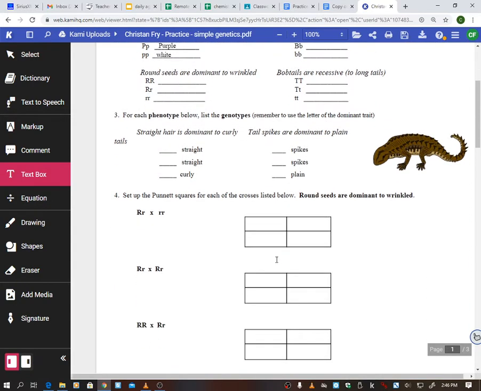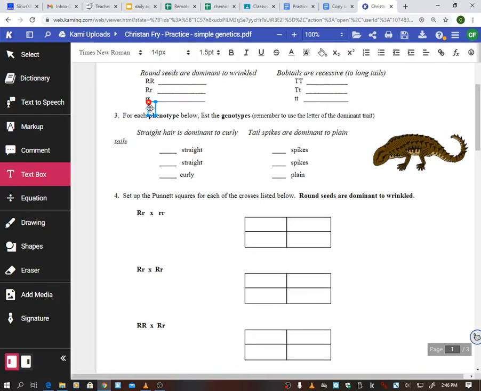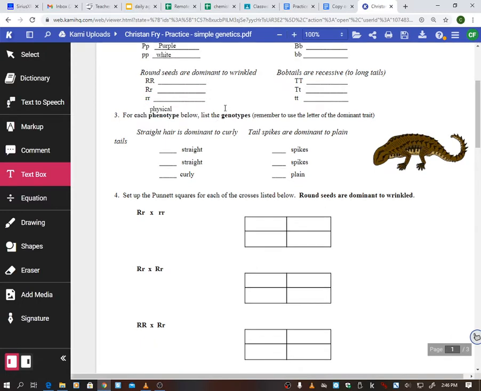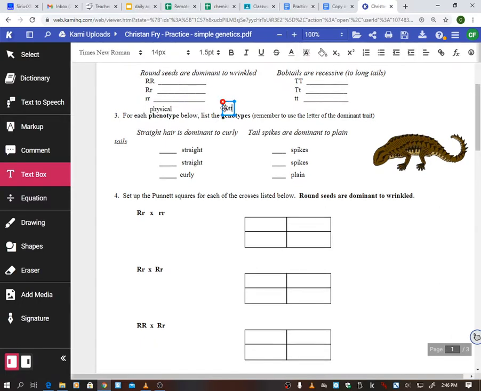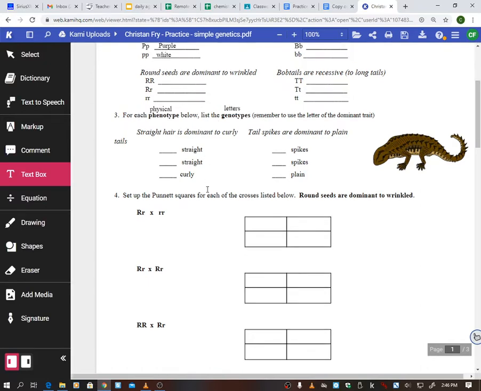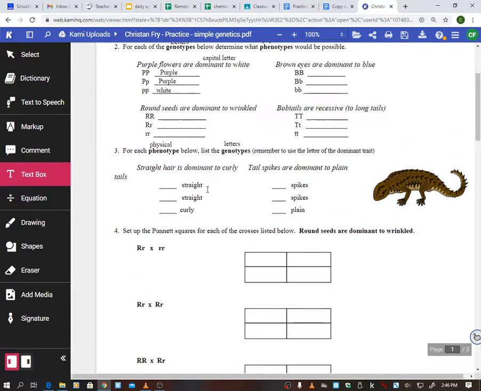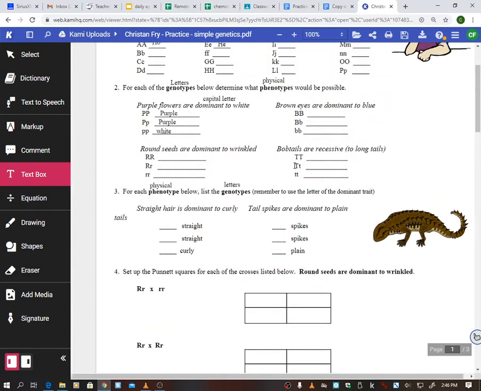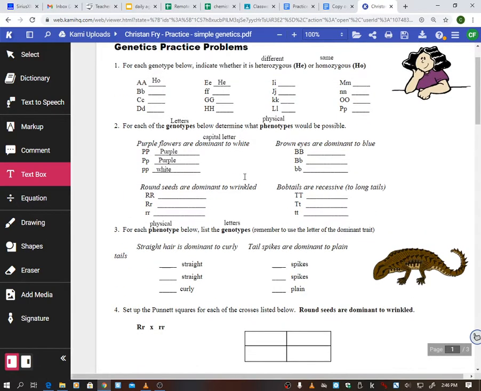Number three, for each phenotype below, once again, this pH, I think of pH in the physical, list the genotype. So this time it's the opposite. They are wanting me to give letters. Now I don't care what kind of letters you use. I tend to use a letter where you can tell for sure, like a T, I can tell the capital versus the lowercase t. R's are the same way. But S's and like O's can be tricky sometimes. You have to really be exaggerated with them.